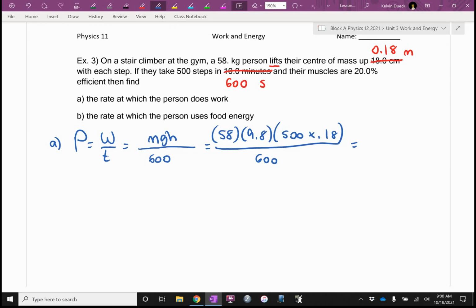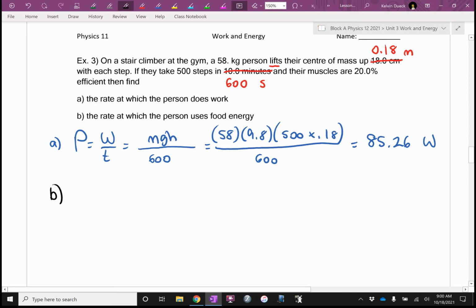You get 85.26 watts. 500 steps in 600 seconds, that's a little less than 1 step per second. Not a heavy workout if you think about it on a stair climber. This person is not doing a lot of energy per second. Okay.